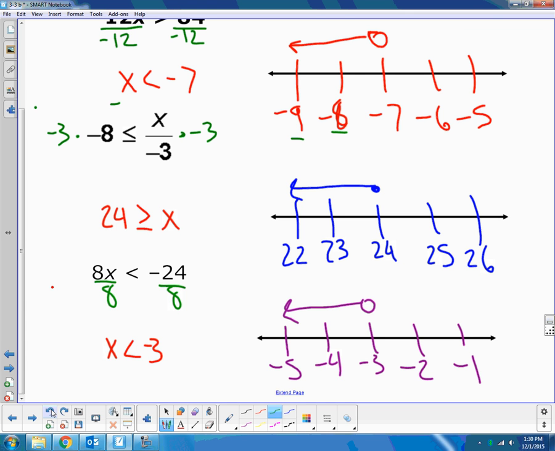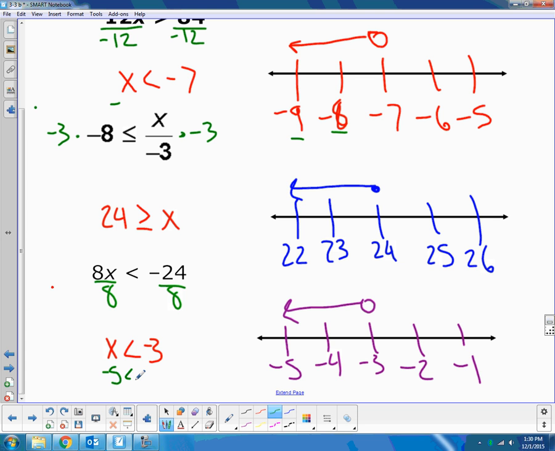For this bottom one, it's a negative 24, yes, but I'm dividing by a positive 8. And since I'm dividing by a positive 8 and not a negative 8, I leave that symbol alone. So x is less than negative 3. And again, you can test it.